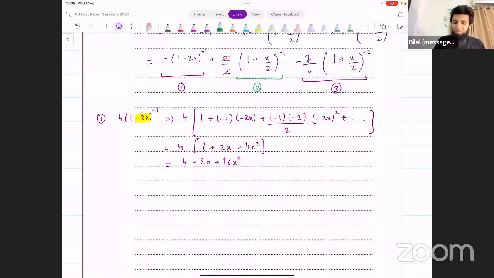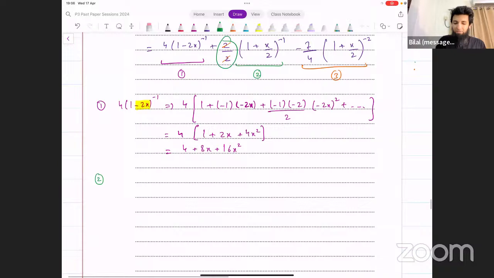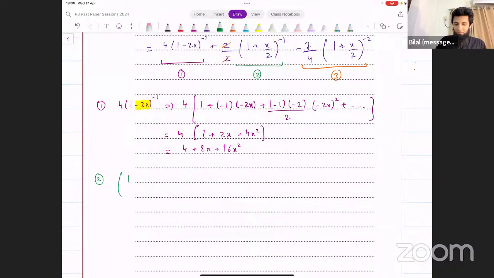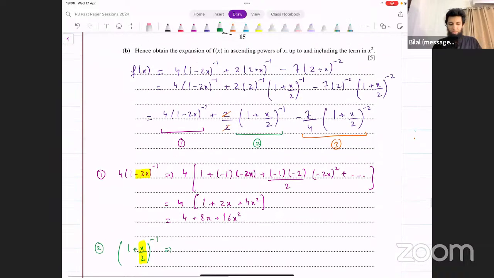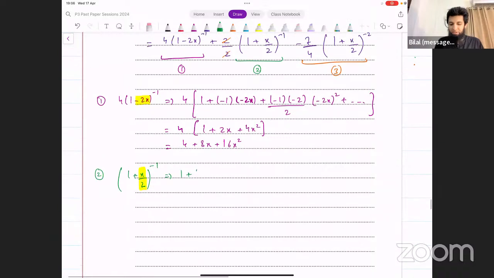Then we do the second expansion and see what that turns out to be. You have 1 outside, that's multiplying. Inside, you have (1 plus x over 2) whole raised to the power minus 1. Let's expand this one now. In place of x, you've got x over 2. Let's input this in the formula again. 1 plus n times x. What does that become? 1 plus n, which is minus 1, into x. In place of x, we've got x over 2.